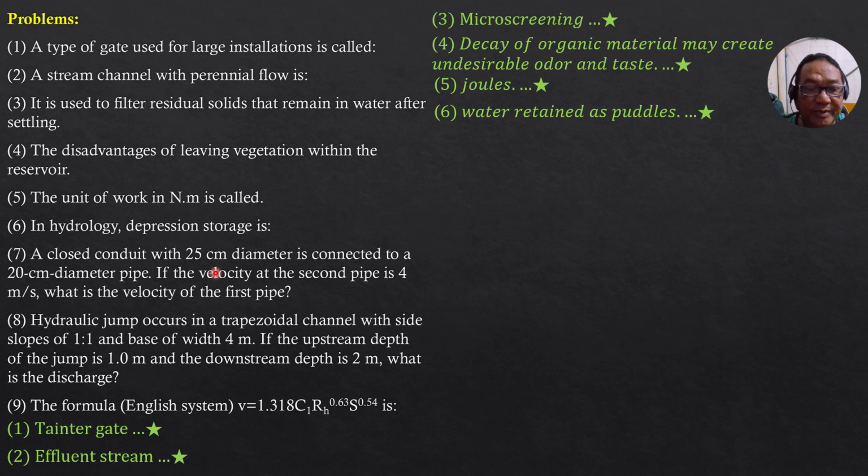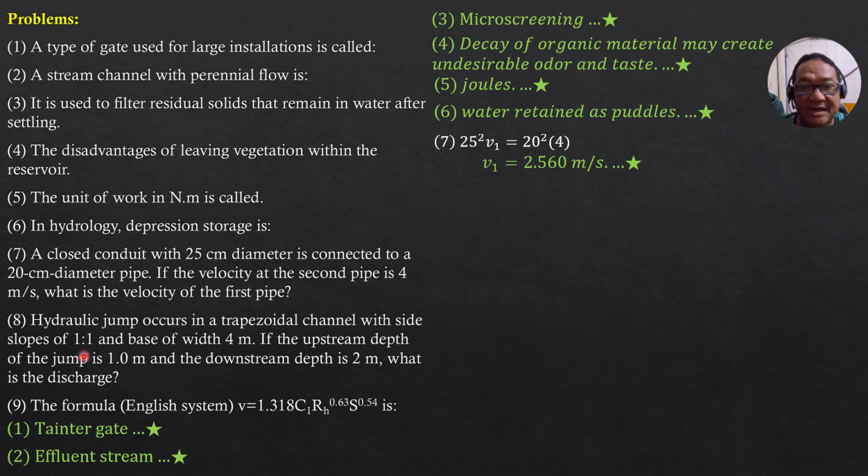So substitute: 25 squared times V1, which is unknown, equals 20 squared times V2, which is 4 meters per second. Calculating V1, V1 equals 2.560 meters per second.